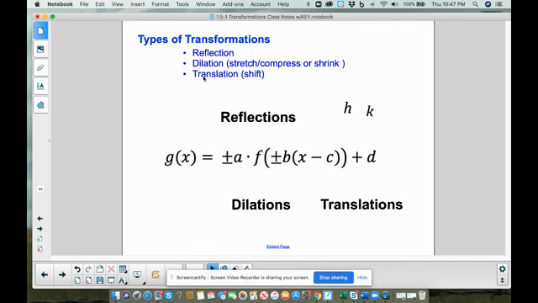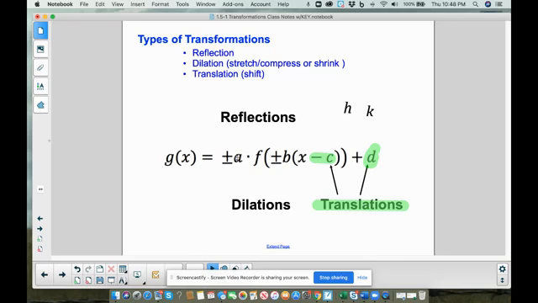The first ones you probably learnt were translations. Which of these letters, A, B, C, or D, is going to shift your graph left or right, up or down? And it is hidden here somewhere. These two, your H and K, those shift the graph. They're your translations. Your reflections come from putting a negative.